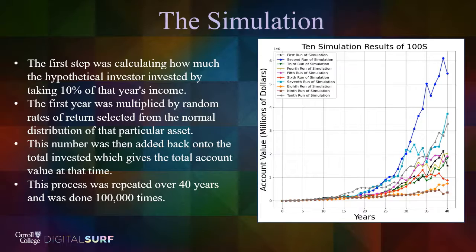This number represents how much return was made on the investment that year. This number was then added back onto the total invested, which gives the total account value at that time. This process was repeated over 40 years and was done 100,000 times. The reason we did this 100,000 times is because it shows a distribution of likely outcomes.